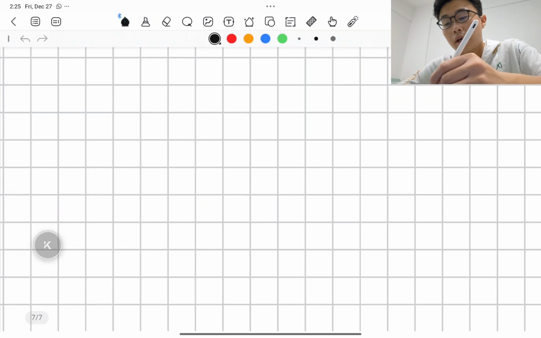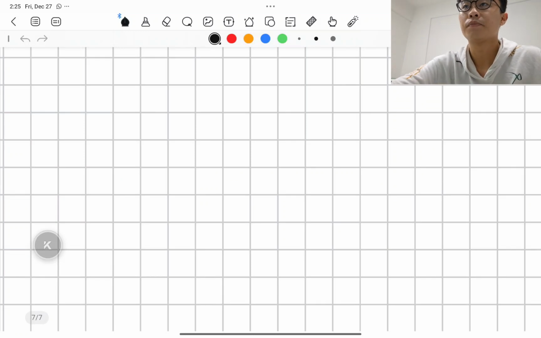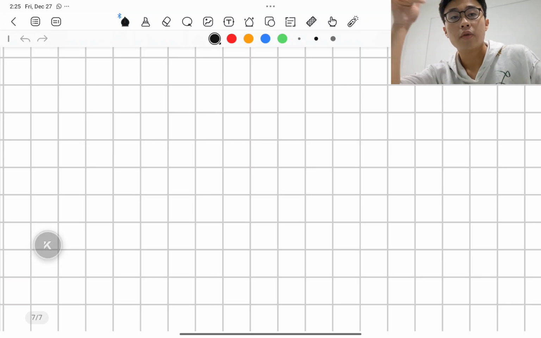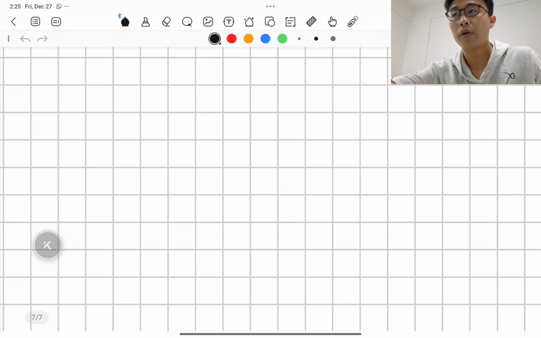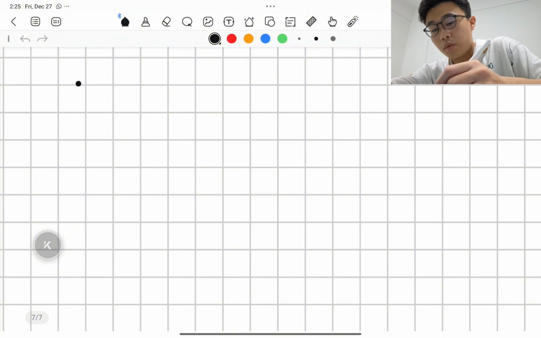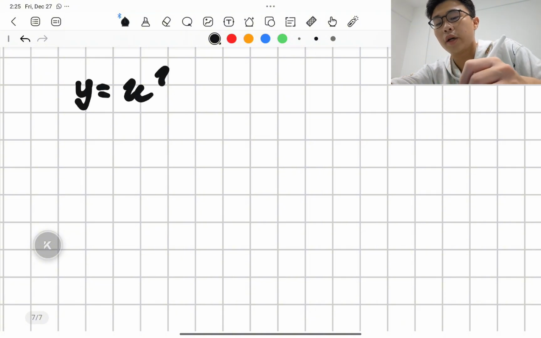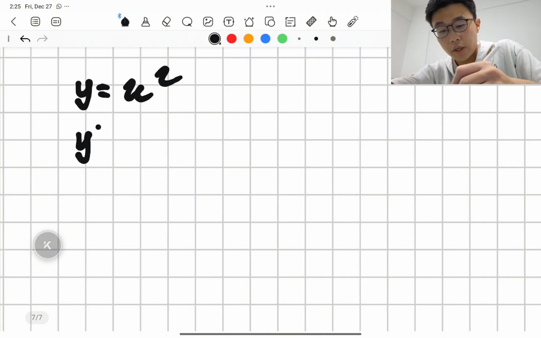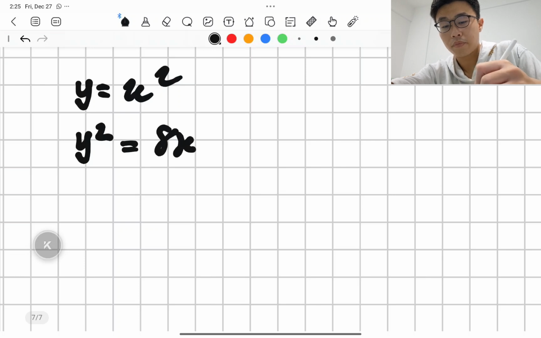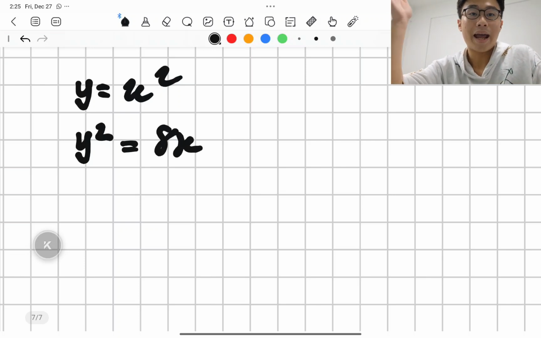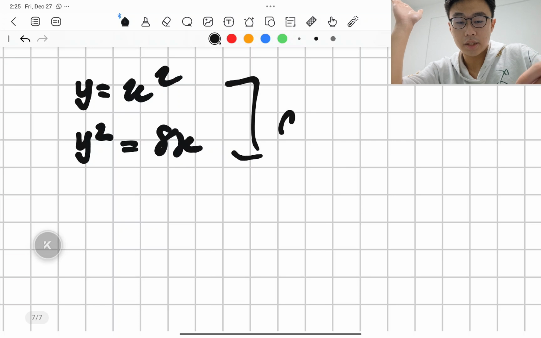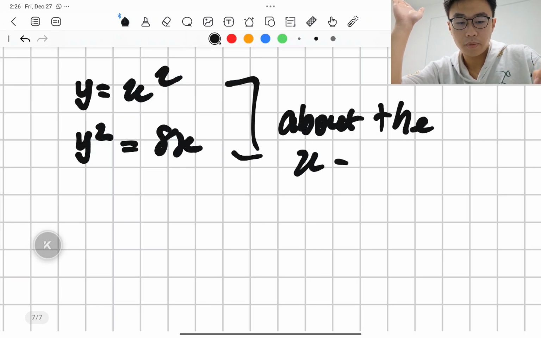So let's say we have the volume of a solid which is generated by revolving the region bounded by the parabolas y equals x squared and y squared equals 8x about the x-axis. It's quite crucial: about the x-axis.